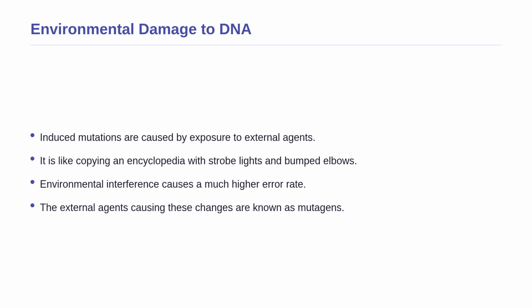When an organism is exposed to harsh environmental factors, its DNA gets battered and bruised. The cellular machinery tries to copy the damaged DNA, but the environmental interference causes it to make errors at a much higher rate than normal. These changes are directly caused by exposure to external agents, which we call mutagens.